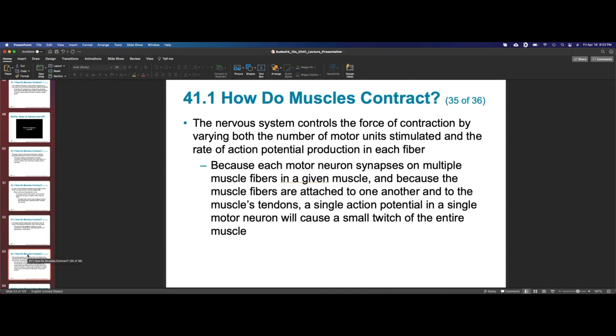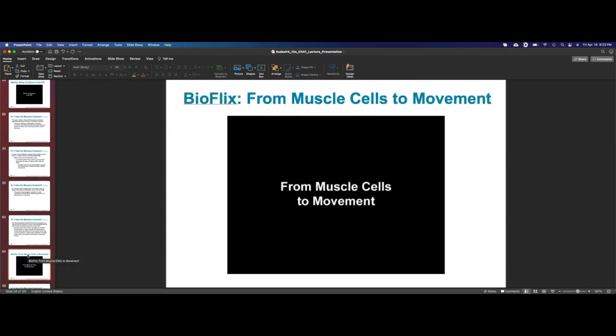And so, because the muscle fibers are attached to one another and to the muscle's tendons, a single action potential in a single motor neuron will cause a small twitch to the entire muscle. Basically, everything sort of moves together since it's attached.